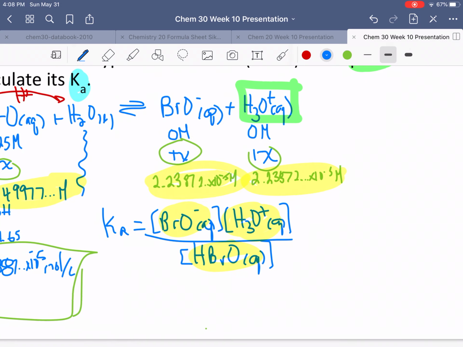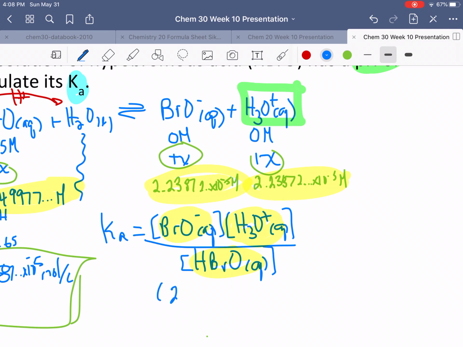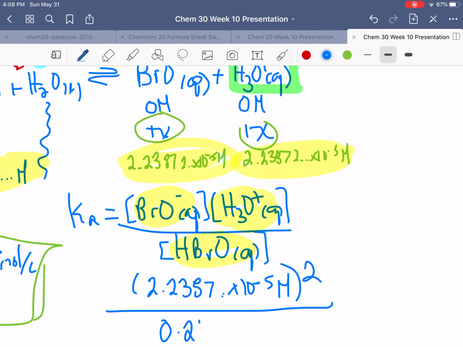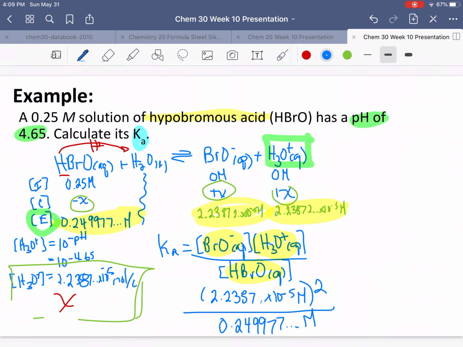So let's plug in the numbers we know. It's going to be 2.2387... times 10 to the negative 5 moles per liter, and it's that times itself again. So I'm just going to put squared because I can be lazy that way, right? Why not? We know that the hydrobromous acid has a concentration of 0.249977... moles per liter. Number crunch, figure it out. Look back to the original question. Whew, here things are getting messy.